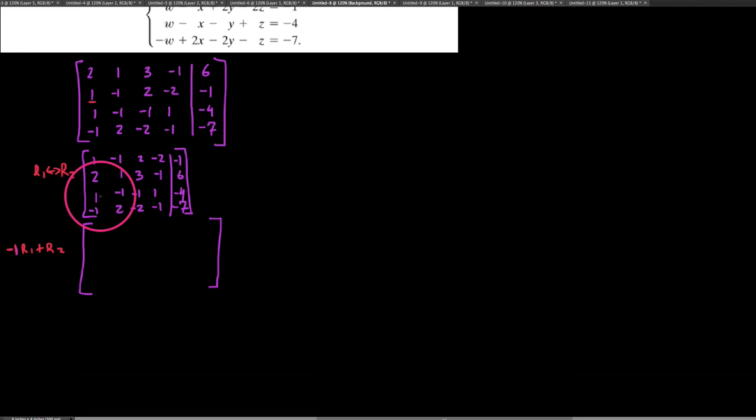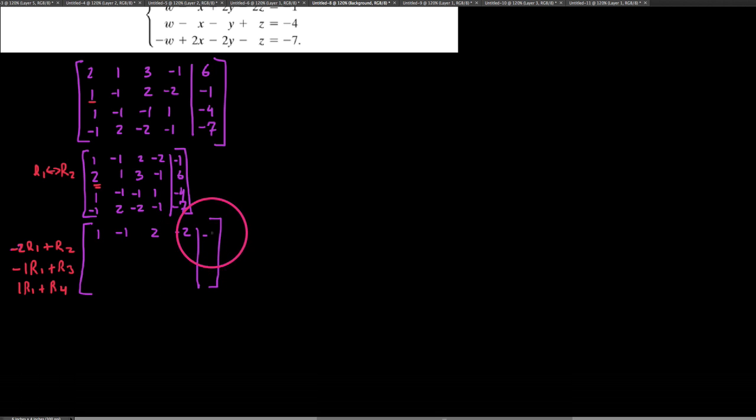-2 times row 1 plus row 2 would get this to cancel. If we take -1 times row 1 and add it to row 3, we would get our +1 to cancel. And if we take +1 times row 1 and add that to row 4, we would get this -1 to cancel. So essentially row 1 is still the same, 1, -1, 2, -2, and our constant -1, but underneath it we would be guaranteed to have zeros here.